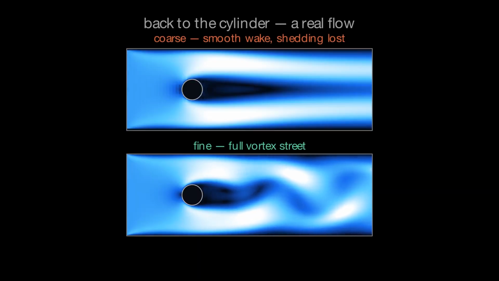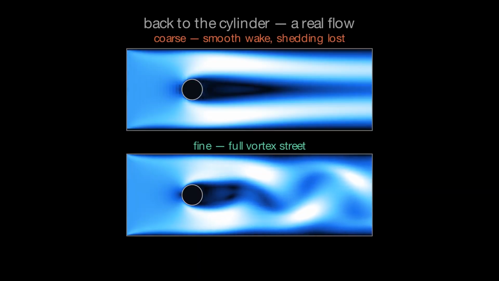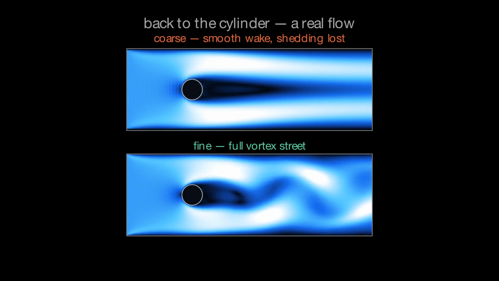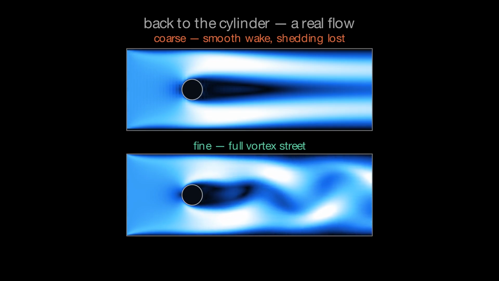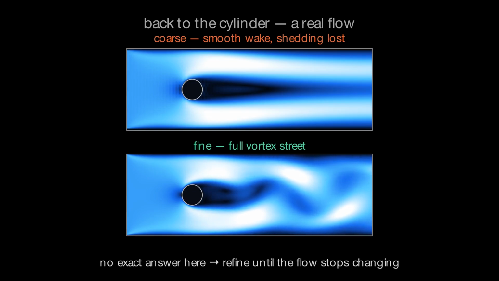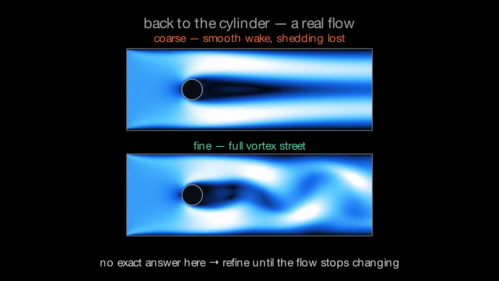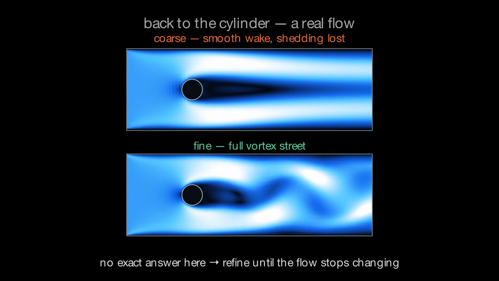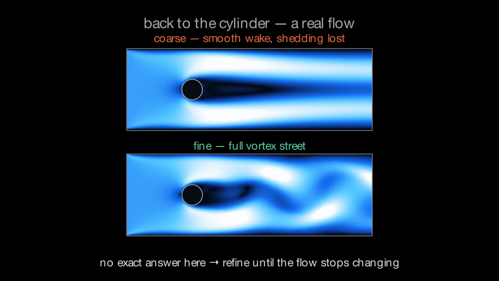Now the real thing. Behind the cylinder, there is no formula to check against. A coarse mesh smears the wake, and the shedding just vanishes. Refine it, and the full vortex street shows up. So you do the same thing as before. Refine until the flow stops changing. Mesh independence on a flow you could never solve by hand.